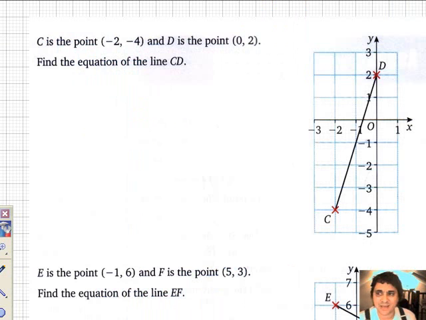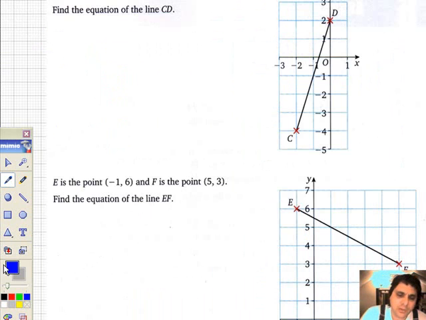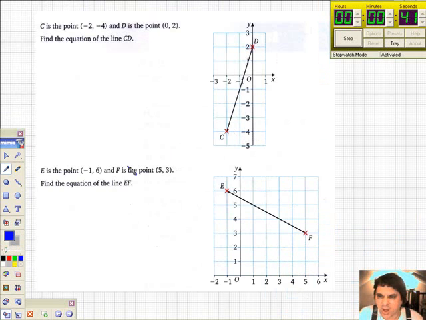It says C is the point minus 2, 4. There it is. D is the point 0, 2. There it is, 0 along, 2 up. Find the equation of the line CD. Now, remember, gradient. I'm going to take a triangle, actually the whole lot.